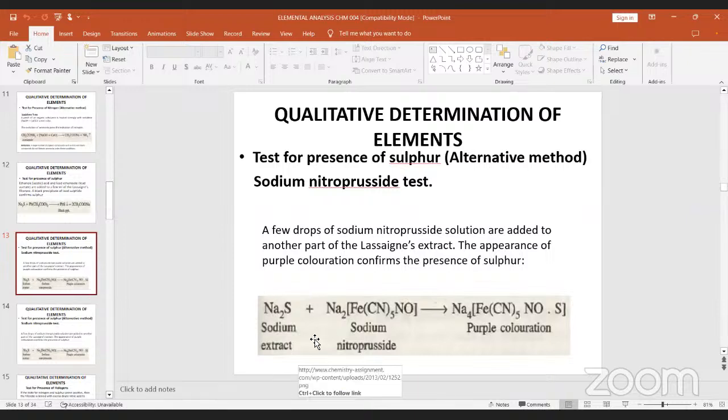So for sulfur, again, you use your Lassaigne extract. You can see it is just the Lassaigne extract that we are using, but we are now using different reagents to test for the presence of those elements. If you take your Lassaigne filtrate and add your sodium nitroprusside to it, and you get a purple coloration, you will know that sulfur is part of the organic compound. So, for example, I can ask you a simple objective question: what compound is used to test for the presence of sulfur in your Lassaigne filtrate? Know that it's sodium nitroprusside.